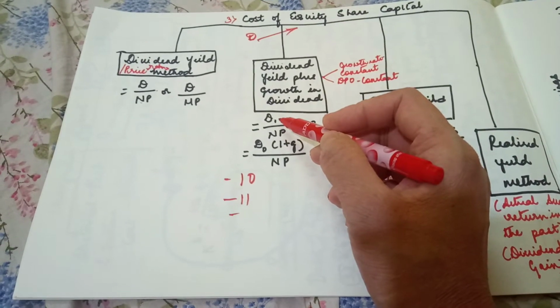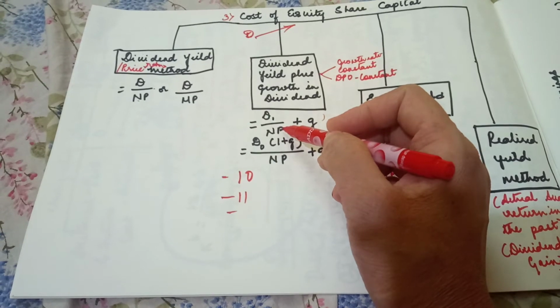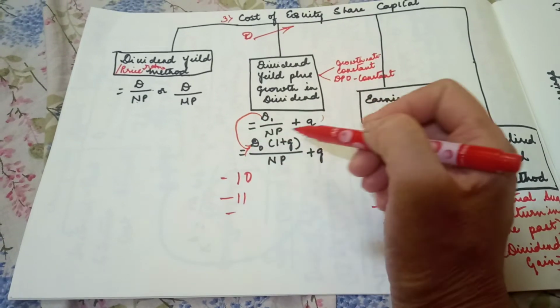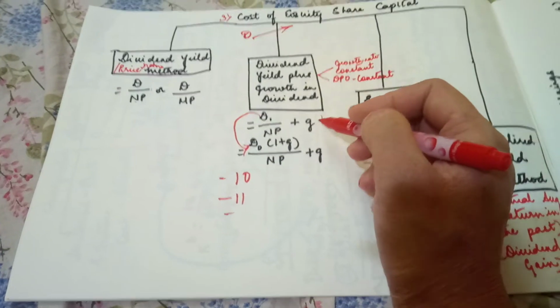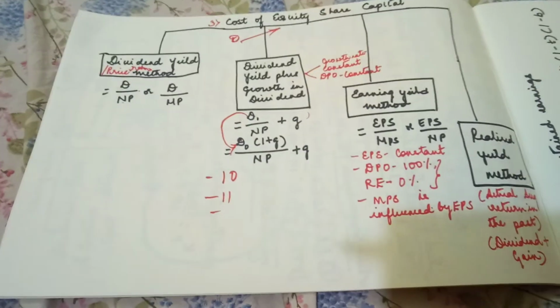D1 is the dividend expected at the end of year 1. NP is the net proceeds, G is the growth rate. D1 can also be written as D0 into 1 plus G. This is how we calculate cost of equity in the second case.